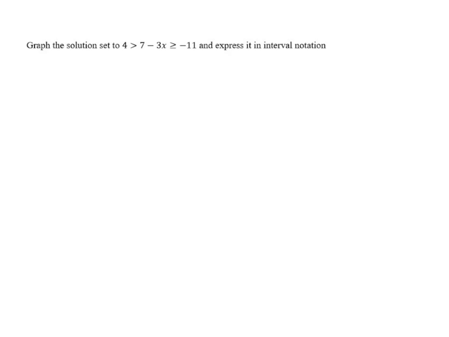Graph the solution set to 4 is greater than 7 minus 3x, which is greater than or equal to negative 11, and express it in interval notation. Again, we need to isolate x in the middle of this double inequality, so we need to get rid of that 7. So the first thing we're going to do is subtract 7 from all three parts of the inequality. On the left-hand side, 4 minus 7 is negative 3.